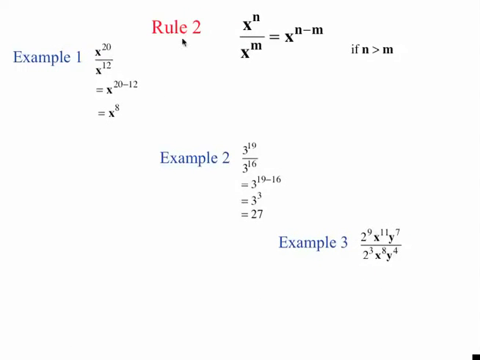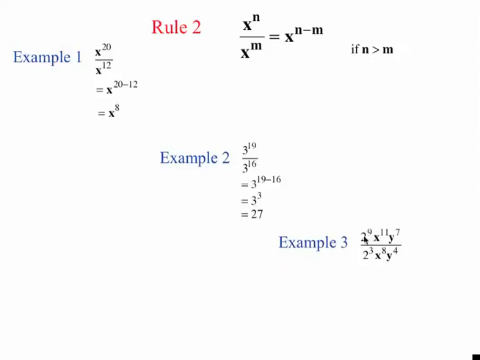All right, here's part 2 of rule number 2. So we're looking at example 3. We have 2 to the 9 times x to the 11 times y to the 7 divided by 2 to the power of 3, x to the power of 8, y to the power of 4. So what we're going to do is we have division of powers. When we have that, we subtract the exponents. Always subtract the smaller from the larger. Put the answer where the largest power was.